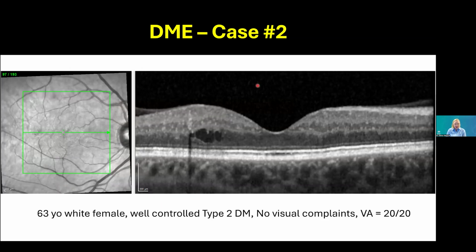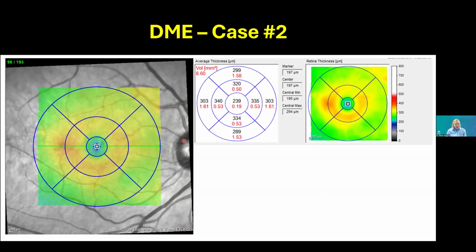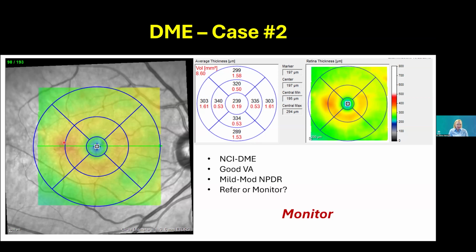This is a more subtle case. This is a 63-year-old white female, very well controlled, no visual complaints, just here for her annual exam. So we do an OCT, and we see these very focal little cystic spaces in her retina. When we look at the thickness map, and in particular that central subfield, it's really not affected, right? This area of edema that corresponds to those cysts that were just seen in that B scan is well outside of that center subfield.